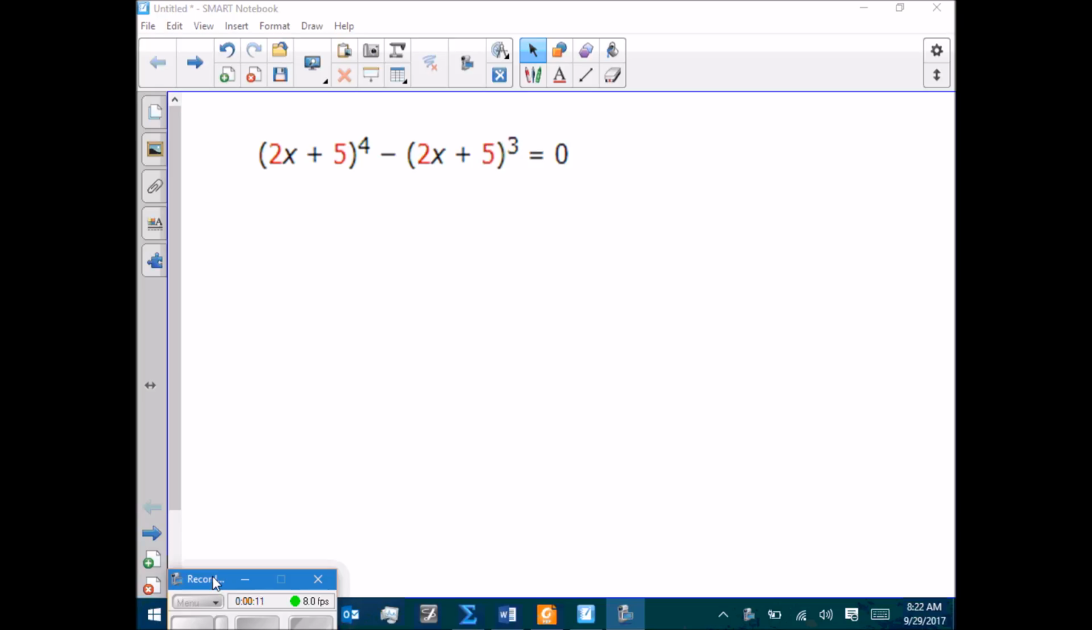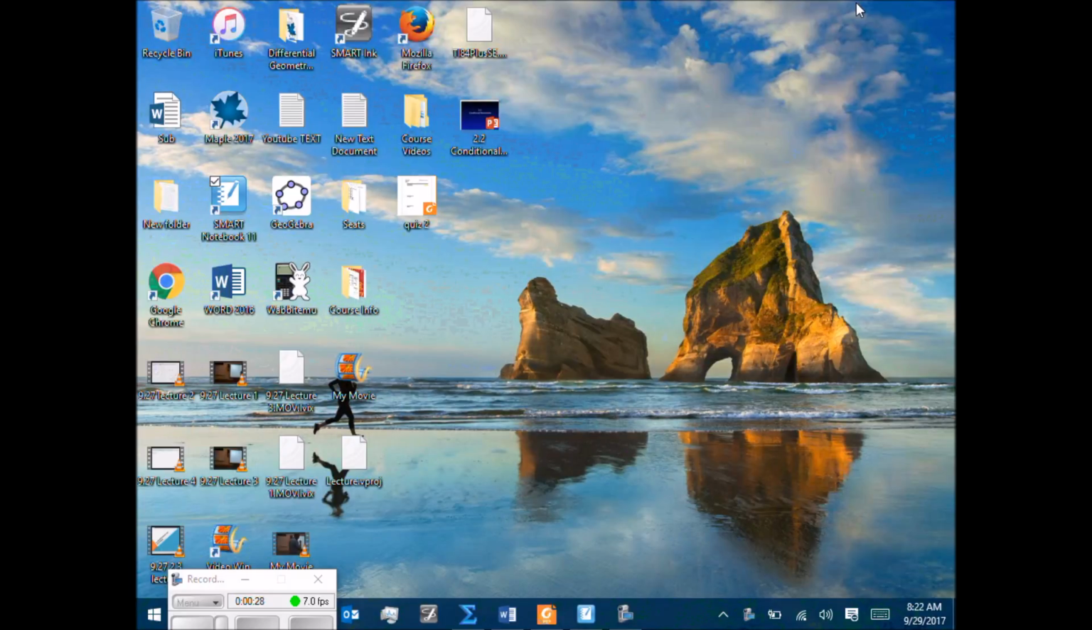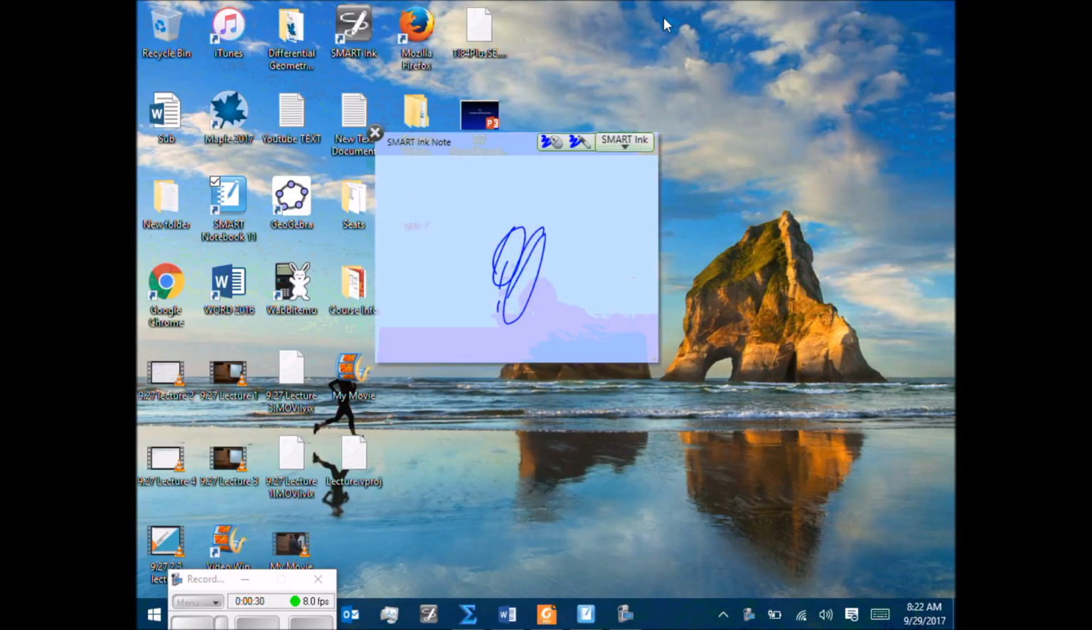All right, so we've got (2x+5)^4 minus (2x+5)^3 equals 0. The way I see this, you could do it a couple different ways. I think probably most people get this thing working.